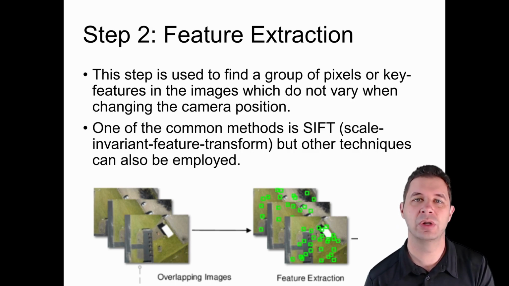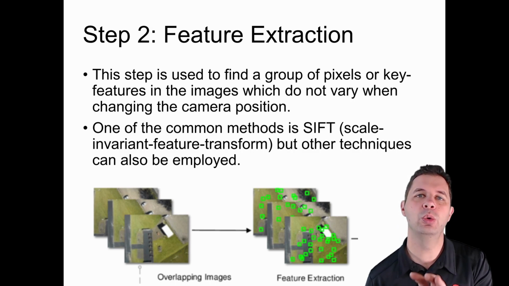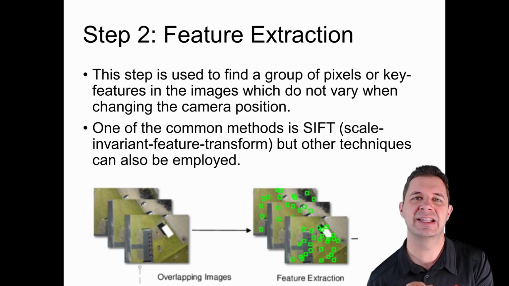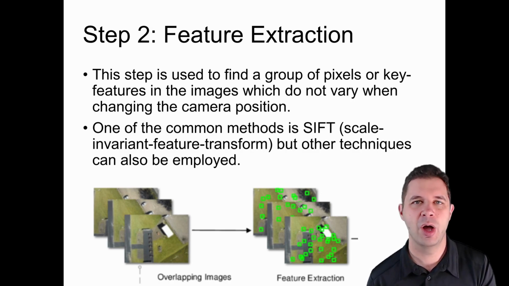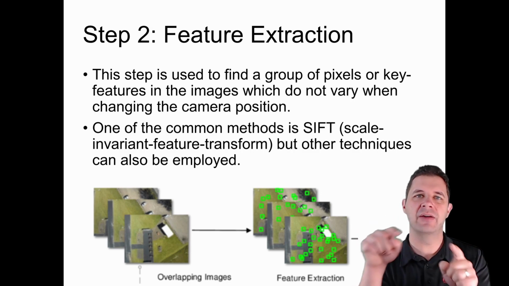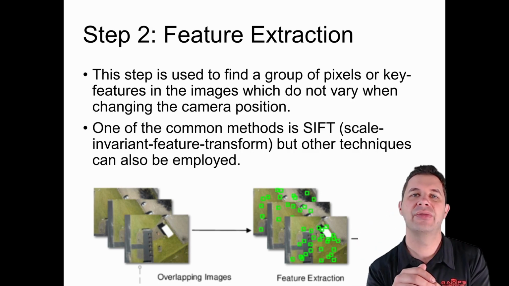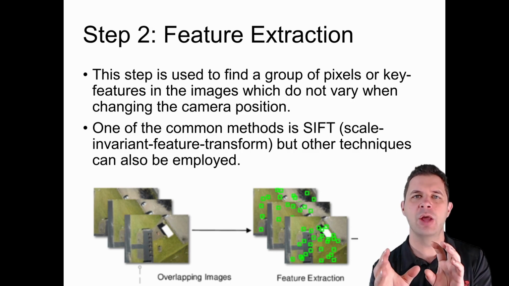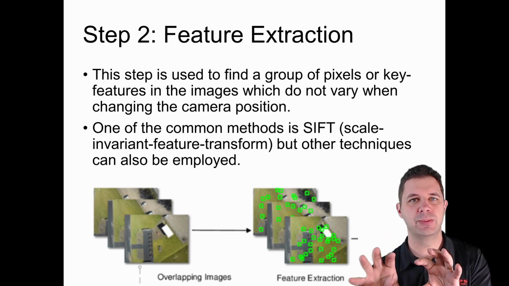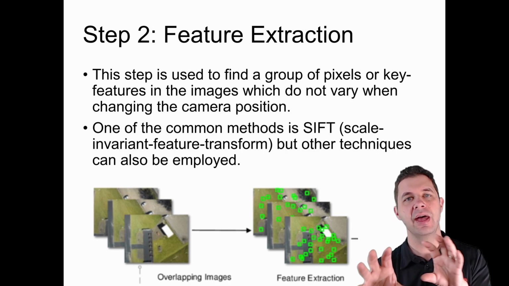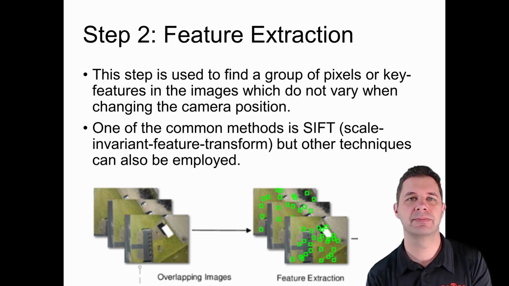Our next step is feature extraction, where our software actually looks through each of these images, this is done automatically for us, and extracts key features. Often these key features are objects or edges of things or corners, things that we can see and hopefully see from different vantage points, different orientations between the different images.